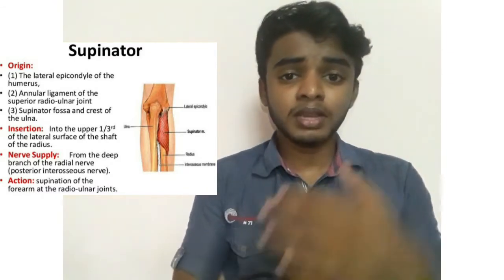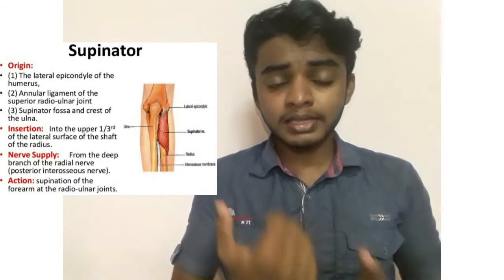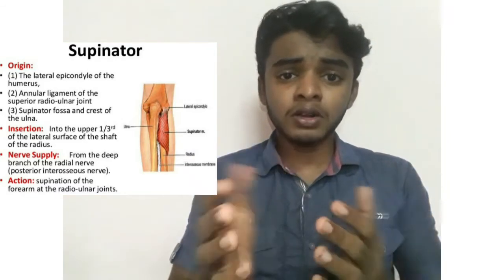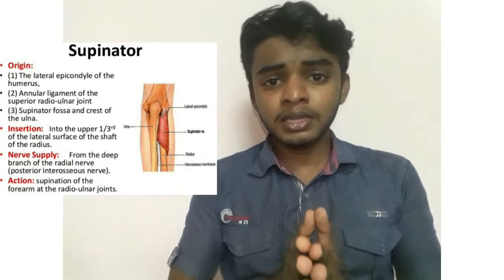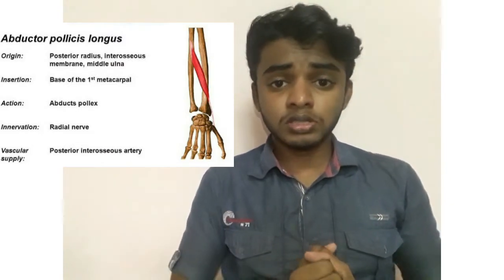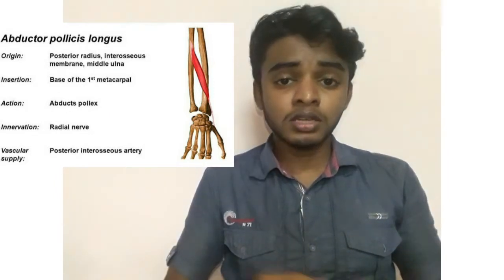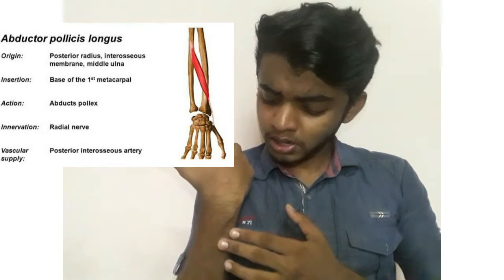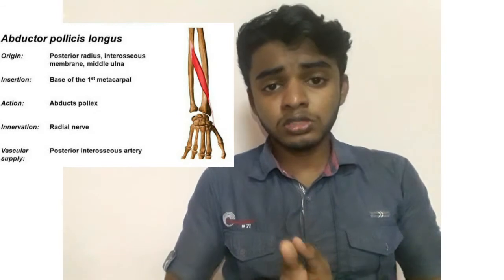So it takes its origin from the lateral epicondyle, annular ligament, and also the supinator crest of the ulna. It is inserted into the upper one-third of the shaft of the radius, and it is supplied by the deep branch of the radial nerve. Then abductor pollicis longus. Abductor pollicis longus takes its origin from the posterior surface of the shaft of the radius as well as the ulna, and it is inserted into the base of the first metacarpal bone, and it is also supplied by the deep branch of the radial nerve.